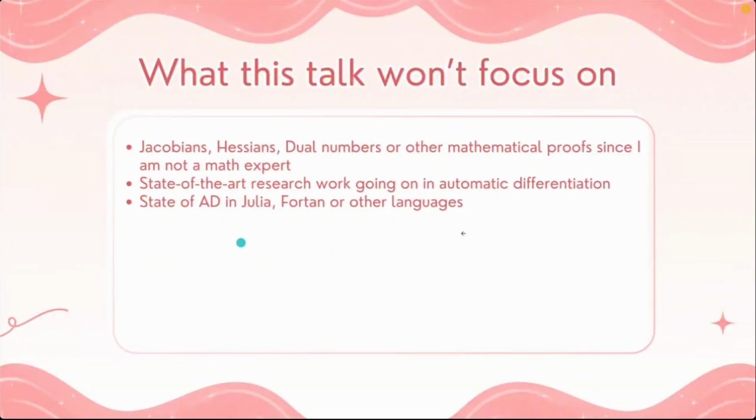Just to set the expectations, what I won't be covering: Jacobians, Hessians, dual numbers. If you are already familiar with those, fine, but they won't be covered because these get math heavy very quickly. The second thing I won't be covering is Julia. Julia is a language that has a lot of work done in the scientific computing world. I'll try to keep the focus on Python, especially in the deep learning ecosystem, not the scientific computing ecosystem as such. And there's a lot of research going on in the automatic differentiation field itself. I'll try not to go into that.